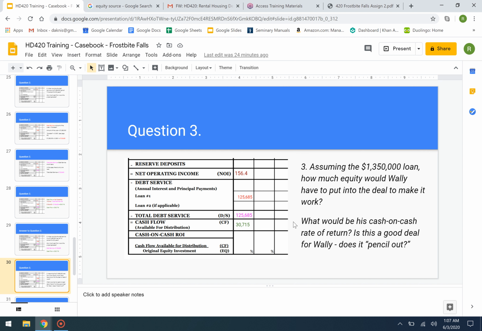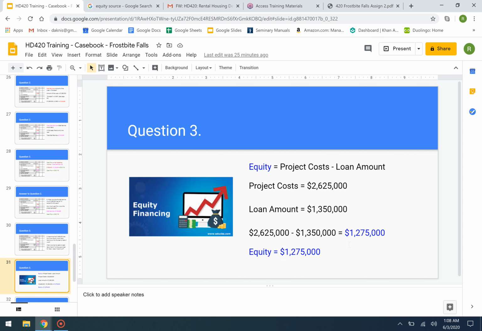Moving on to question 3. Assuming a $1.35 million loan, how much equity would Wally have to put in the deal to make it work? What would be his cash-on-cash rate of return? And is this a good deal for Wally? Does it pencil out? Okay, so we have 3 different parts to this question. What's the equity? What's the cash-on-cash rate of return? And is this a good deal? All right, we'll take this one step at a time. First thing we're going to look at is the equity.